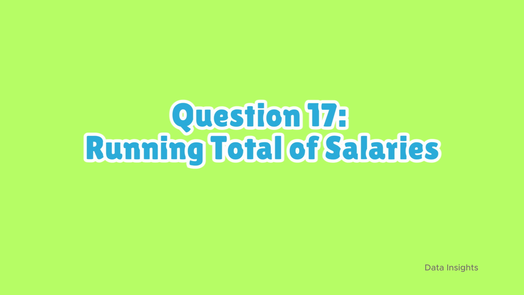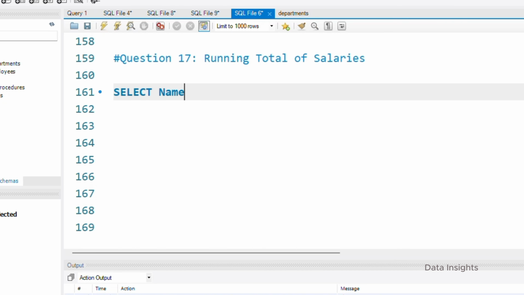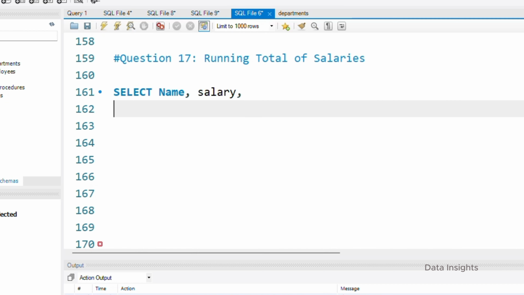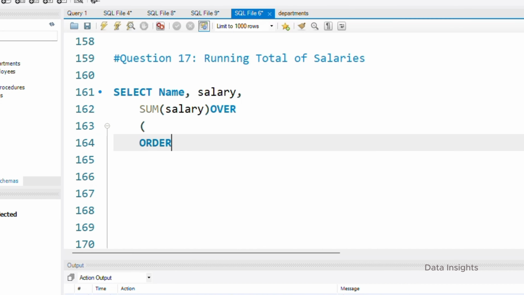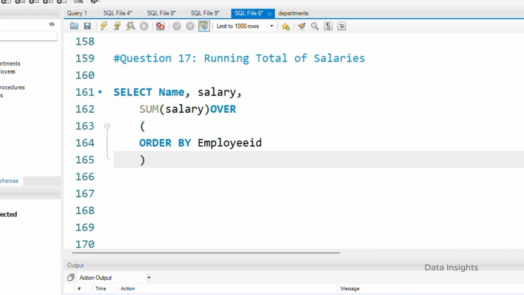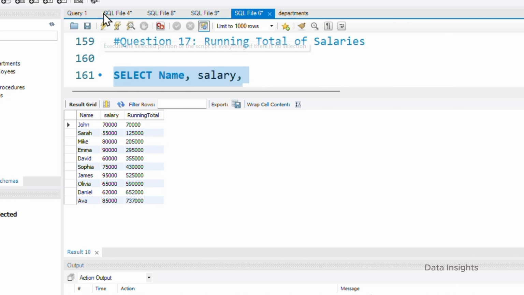Running total of salaries. A running total keeps adding value step by step. Here we order employees by employee ID. SQL adds each salary to the previous total, giving us the cumulative sum.